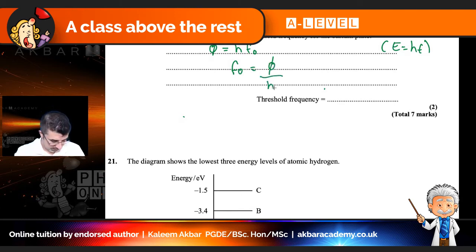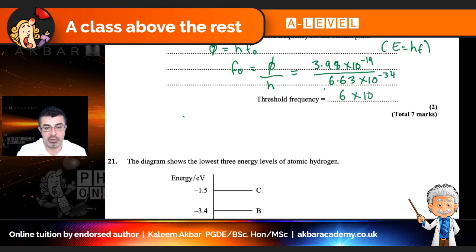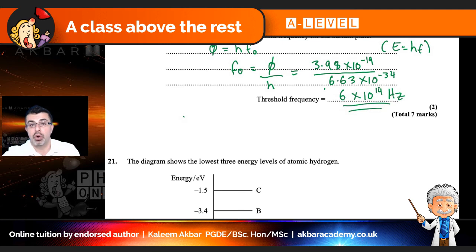So f naught equals phi over h, and that gives me 3.98 times 10 to the minus 19 over 6.63 times 10 to the minus 34, which gives me 6 times 10 to the 14 hertz. In other words, this is the minimum frequency that is required to cause photoelectric emission.